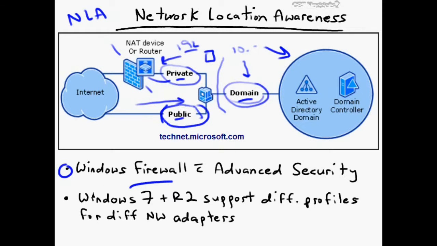Now, a nice feature addition with Windows 7 and Windows Server 2008 R2 is that we can finally have different profiles for different network adapters. It used to be with Windows Vista, let's say, that if your Vista machine was multi-homed, it had two network interface cards, there was a point of confusion here. Because what if you had one network interface connected to a public segment and another network interface connected to a private? Well, Vista would apply the most restrictive policy to avoid a collision. Windows 7 and R2, you actually can associate separate profiles to different network interfaces.